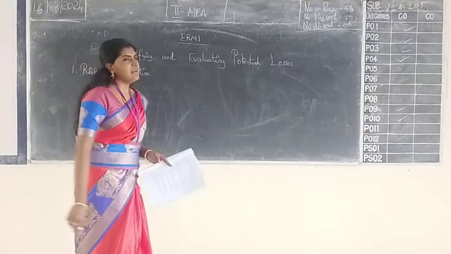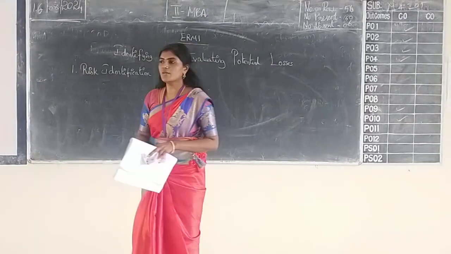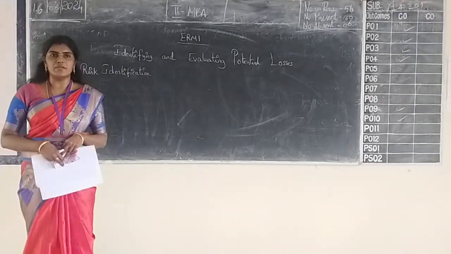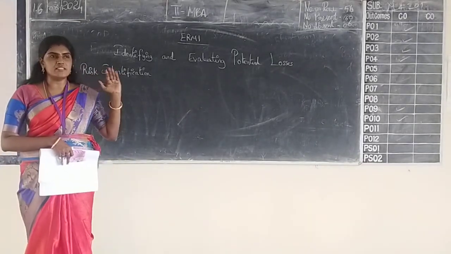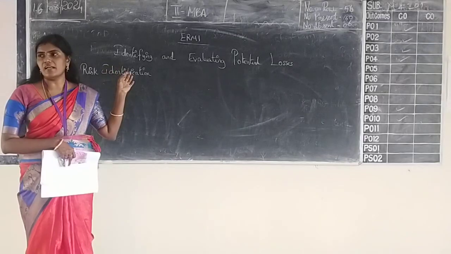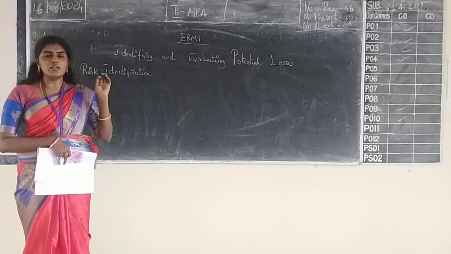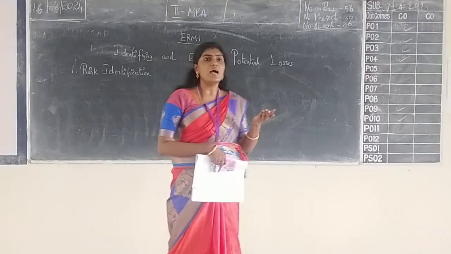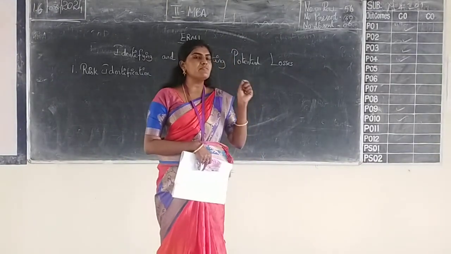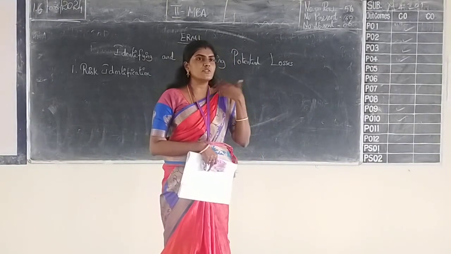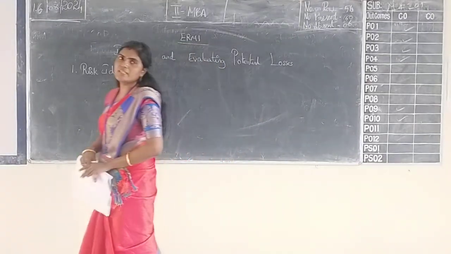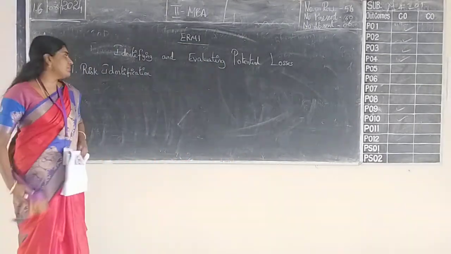So identifying and evaluating potential losses. Okay. So this is the most effective in risk management. Here you have some of the steps in identifying and evaluating the losses. Again, these are the risk management process and the objectives. So what is the first step? First you have to identify the risk. So first one is the risk identification.